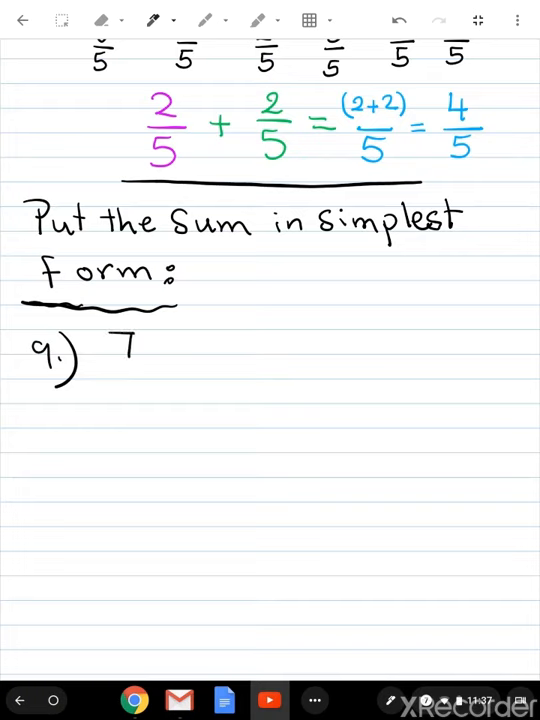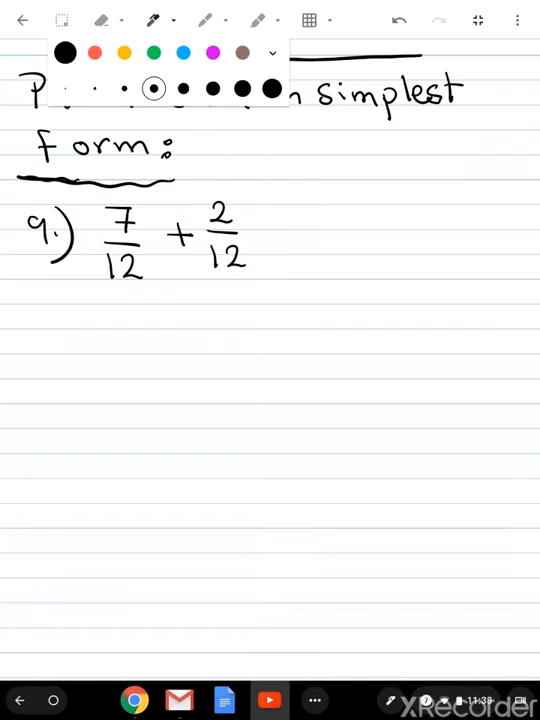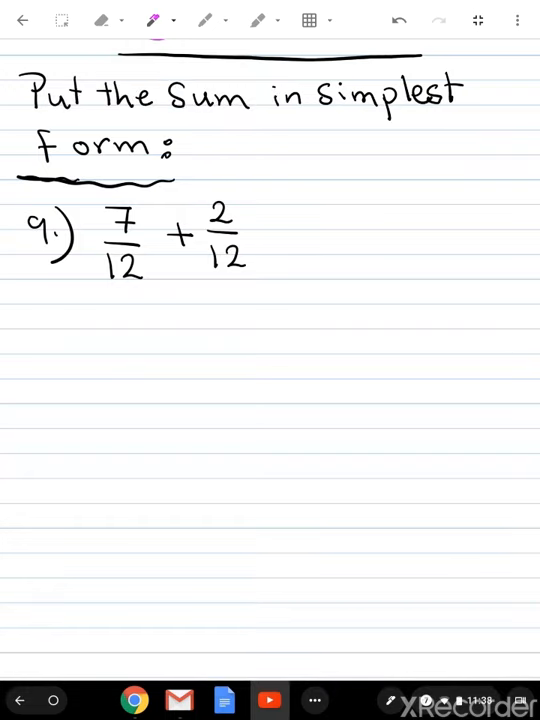You have 7 out of 12 plus 2 out of 12. What should we do here? When we add fractions, we have common denominators, so 7 over 12 plus 2 over 12. It means that in the answer we will be having 12 as denominator. Then we will add the numerators, which are the 7 plus 2, and this will be 9.